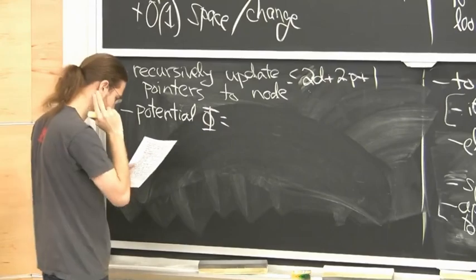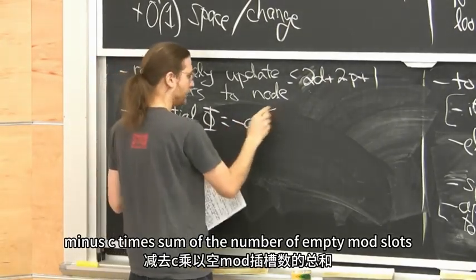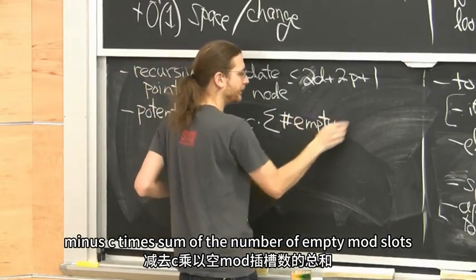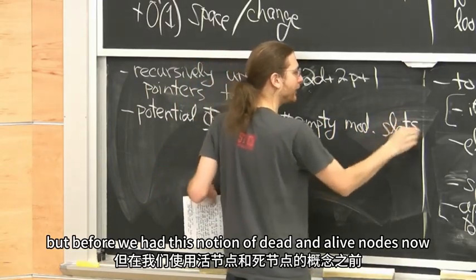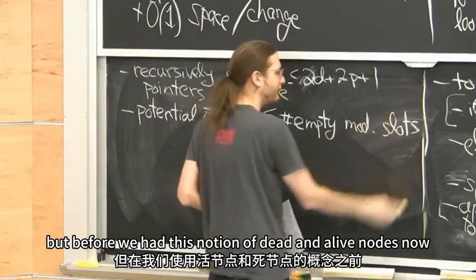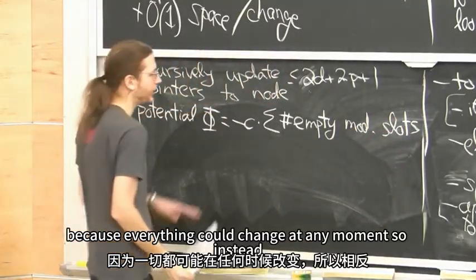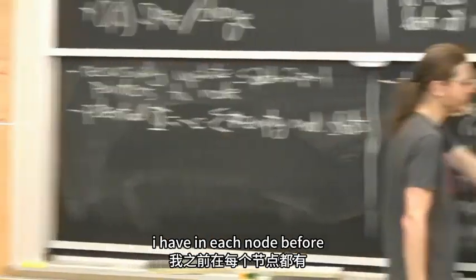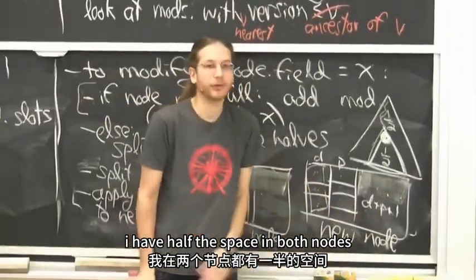It is minus C times the sum of the number of empty mod slots. It's kind of the same potential, but before we had this notion of dead and alive nodes. Now everything's alive because everything could change at any moment. So instead, I'm going to measure essentially how much room I have in each node. Before I had no room in this node. Now I have half the space in both nodes.